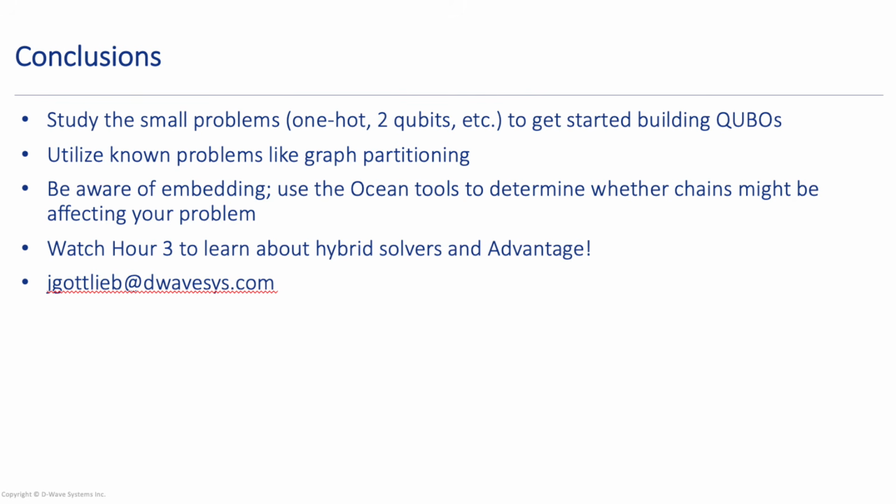So let's go with some conclusions from our studies in this second unit of practical quantum computing. Study the small problems, 1 hot, 2 qubits, choosing boxes to get started building QUBOs. And again, I'll make the point that even the small problems are vitally important for understanding how to set up the bigger ones. Utilize known problems like graph partitioning and the other ones formulated by Andrew Lucas in his paper. Utilize those and check your results. Make sure you're getting things that make sense to you.